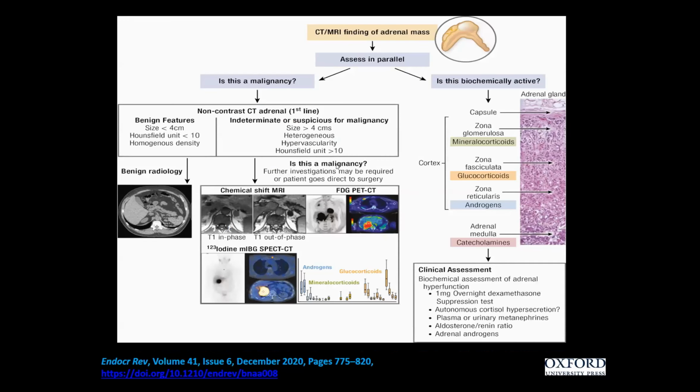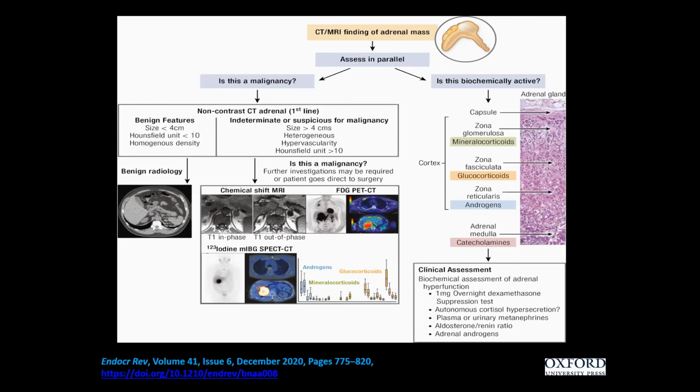The way we do this, when we're assessing them, particularly in clinic, is we're asking two questions in parallel. We're asking, is this a malignancy? Is it biochemically active? The ways we can look for characteristics and signs or concerns regarding malignancy include, as well as size, the number of Hounsfield units. We can look at what the washout is on the CT scan.